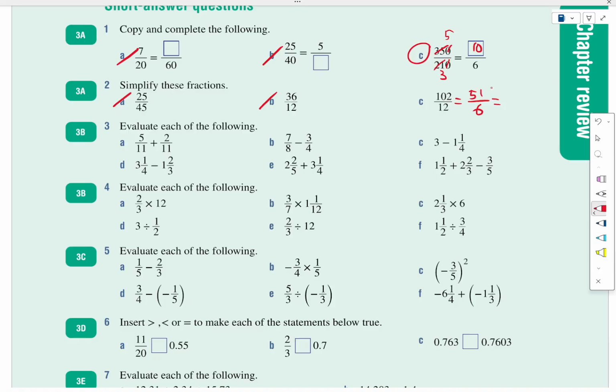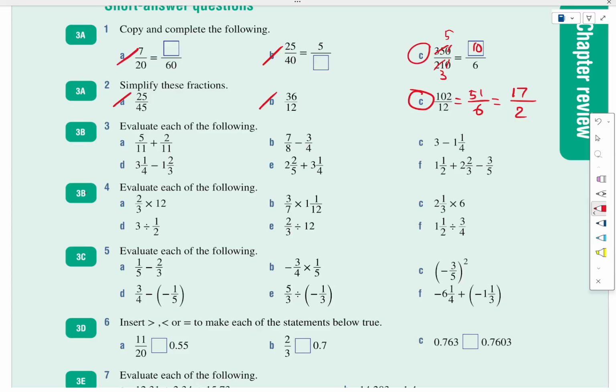Just do it digit by digit, right? 5 divided by 3 is? 5 over 3. So 5 divided by 3 is 1, right? Remainder? 2. Yep. So the next number will be? 21. Yep. 7. Yep. 17 over 2. Make sense? Okay. I'll circle this, and I might give you some extra questions to practice on these kinds of questions later.